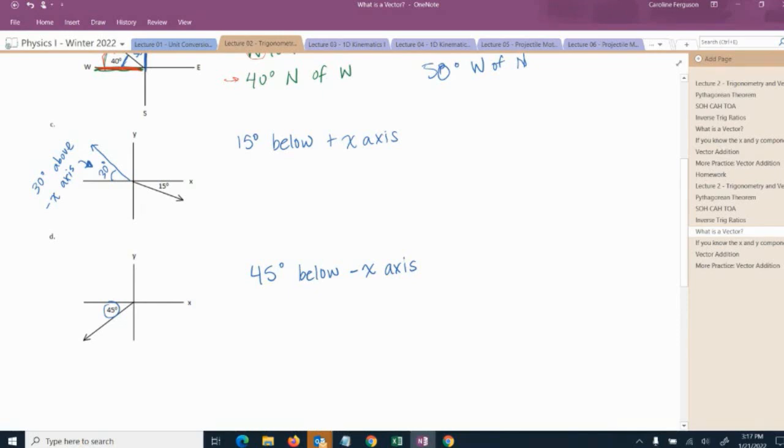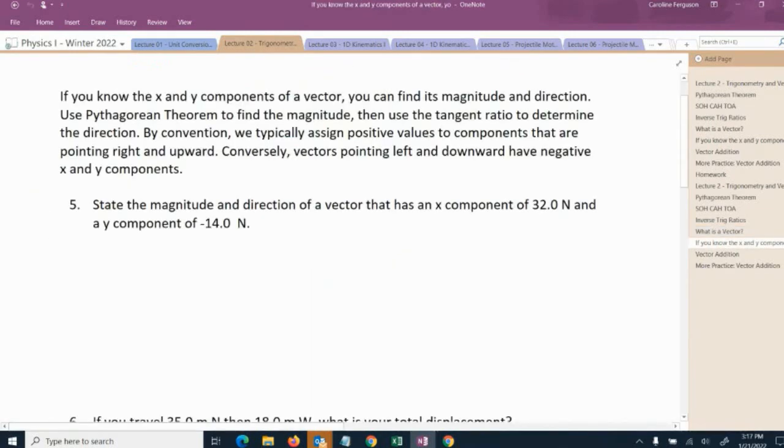Good. Okay, I'm going to move. Oops. I moved the wrong computer screen. Okay. Next, if you know the x and y components of a vector, we can find the magnitude and the direction. Okay, so let's do this. We want the magnitude and direction of a vector that has an x component of 32. So that means, is it going left or right? If the x component is positive 32, it's going to the, yeah, good. So it looks like this, 32. And it has a y component of negative 14. So which way is that going? It's y, and it's negative.